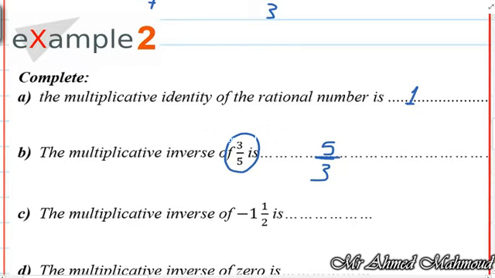C, the multiplicative inverse of negative 1 and 1 over 2. First, before finding the multiplicative inverse, I need to put this fraction in an improper fraction like this. It will be negative 2 here, 2 times 1 plus 1 equals 3. This fraction equals negative 3 over 2. Then I'm going to turn negative 3 over 2 upside down. It will be negative 2 over 3.